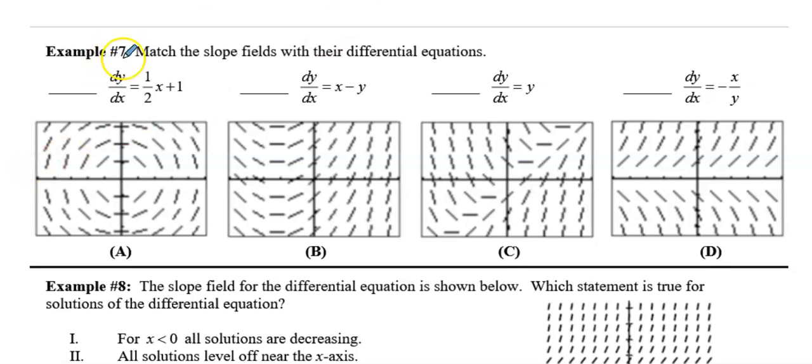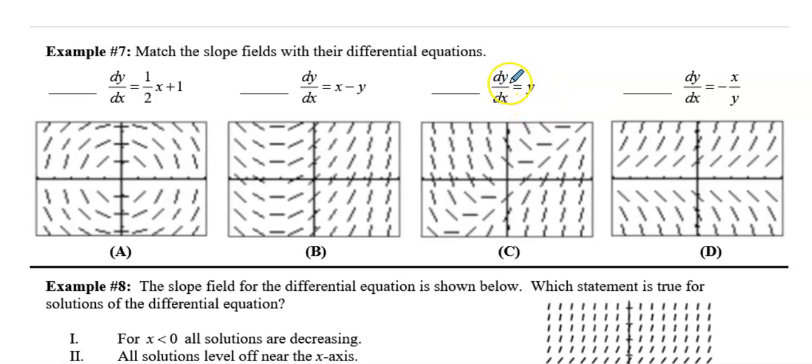So example 7 says match the slope field with their differential equation. One of the things that I want you guys to notice is that there's definitely a lot of strategies that we can use in solving this pretty straightforward. So I'm going to start really quickly with this example right here. dy/dx equals y. Notice that we only have y's in our actual differential equation, so x is not affected at all. x is an independent variable here.